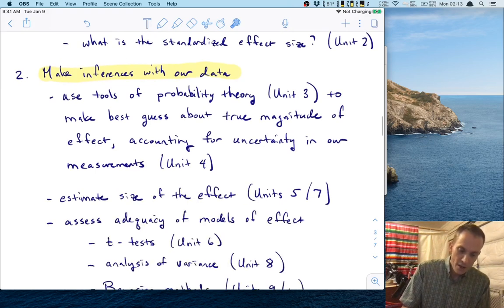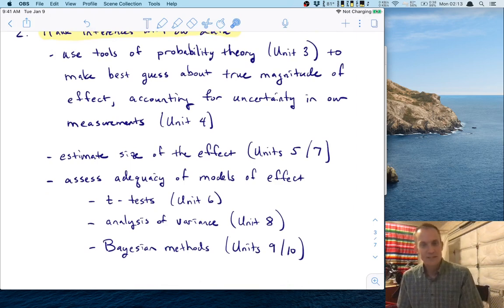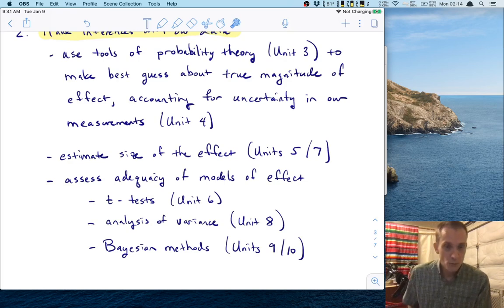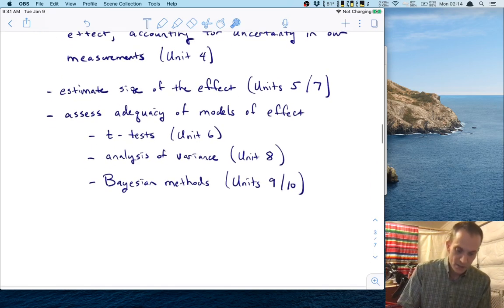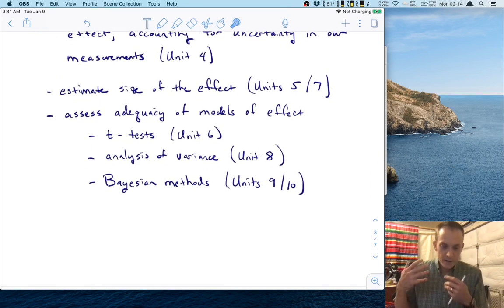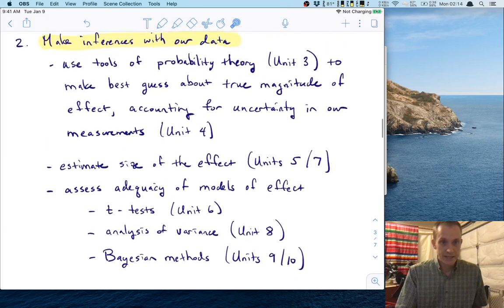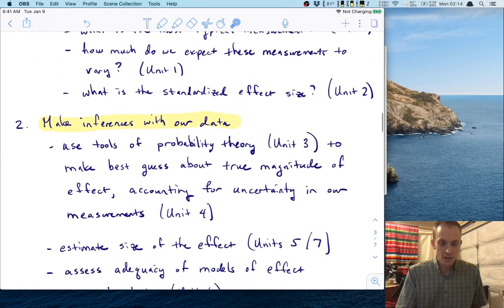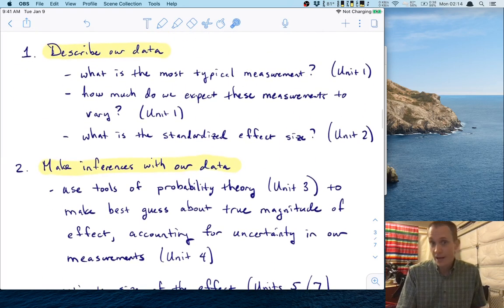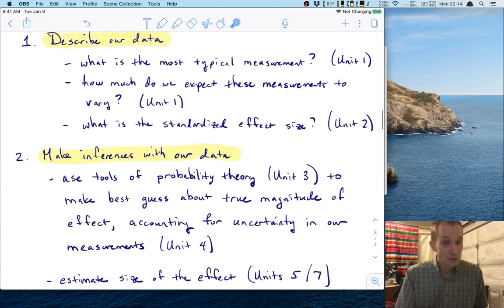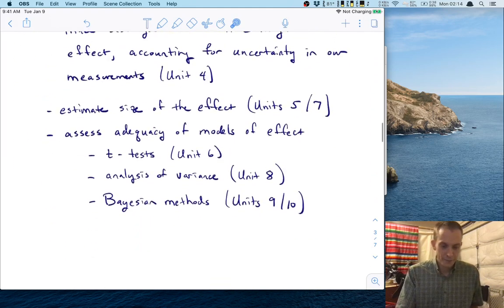And then finally, we will assess the adequacy of some models of this effect. And we'll learn that using various techniques, including t-tests in Unit 6, analysis of variance in Unit 8, and then finally, rounding out the end of the course, Bayesian methods in Units 9 and 10. So this is the 30,000 foot view of what we're going to learn in this course. In a nutshell, it comes down to learning how to describe our data and how to make inferences with our data. And it's going to be a lot of fun.